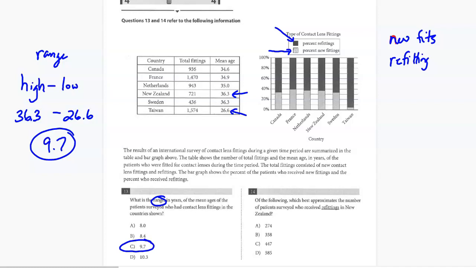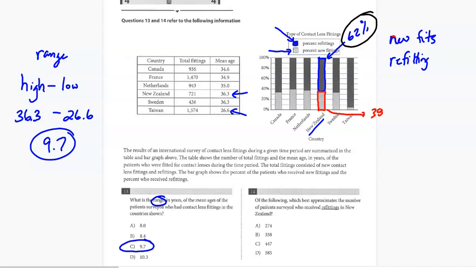Number 14, which best approximates the number of patients surveyed who received refittings in New Zealand? So refittings in New Zealand. So I'm going to come over here to the New Zealand chart. Refittings are in black. So it looks like in black it's about 60 and a little bit. That to me looks somewhere maybe around 62%, because this bottom portion for the new fittings looks like maybe it's like 38, I'm kind of guessing. All right, but we want the 62%.